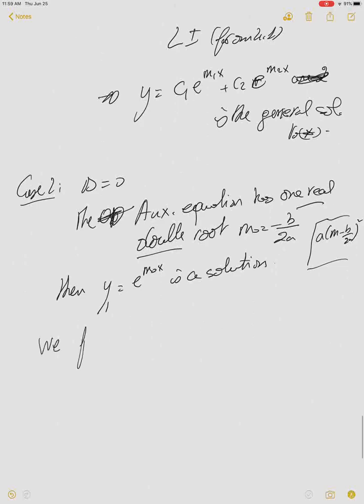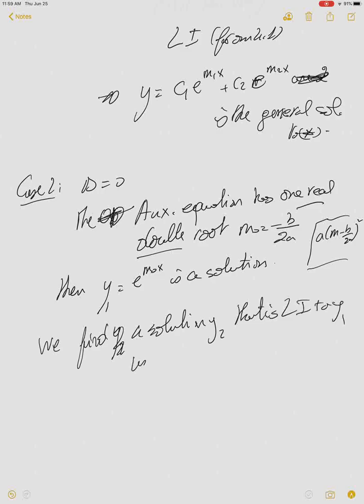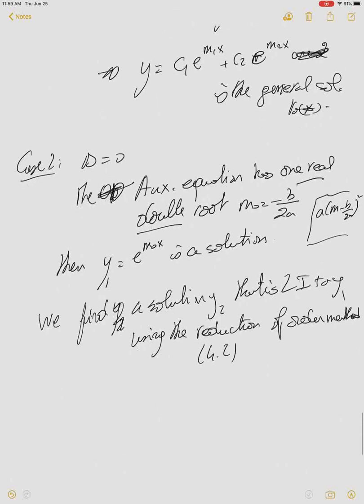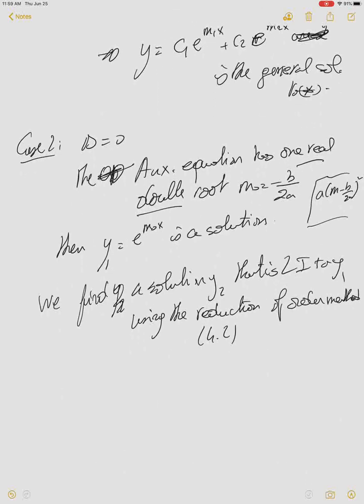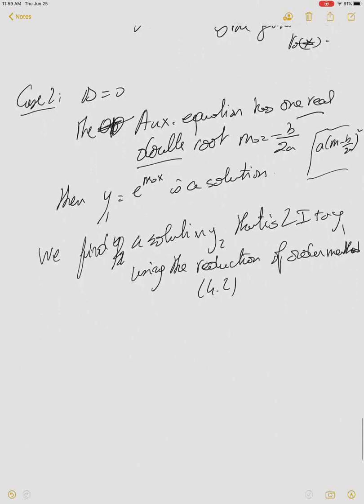We find y2, a solution y2 that is linearly independent to y1 using the reduction of order method, which is what we learned in 4.2. I will use the formula here directly, but for you to train on the method, redo it from scratch, as we did the first example of section 4.2.